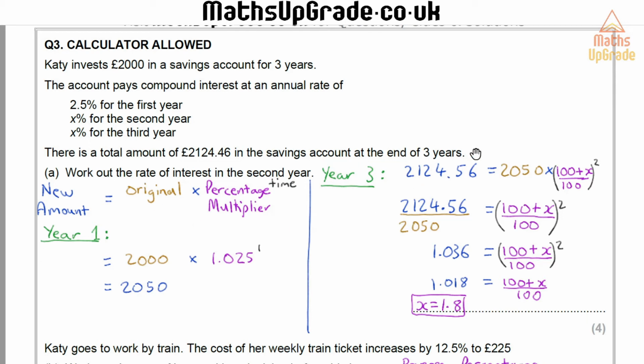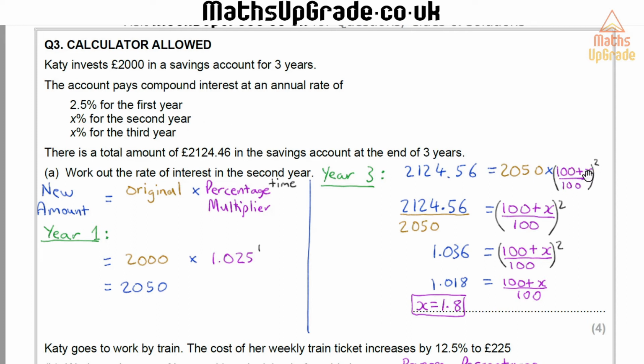So I know the final amount at the end of those 3 years, it's given in the question here, 2,124. I know the starting amount at the start of the second year, which is what I've worked out here. And what I don't know is the percentage multiplier. So I don't know what's here, but I know it's an X percent. And an X percent I've just represented with 100 add X divided by 100. This here just converts that X percent into a multiplier.